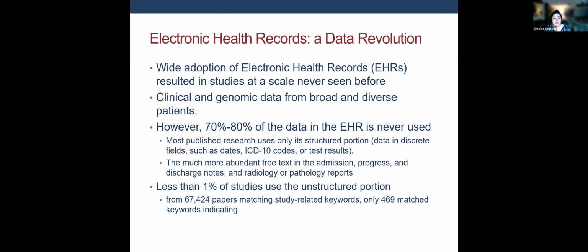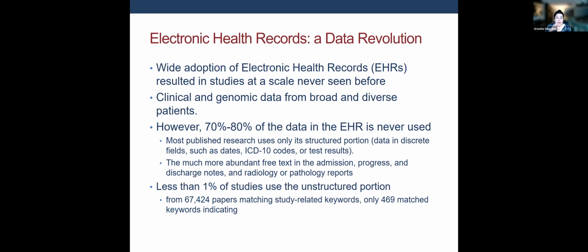It's a data revolution. There's a lot of data in electronic health records. Its wide adoption around the world has opened the door to studies at a scale that has never been seen before. There's clinical and genomic data from broad and diverse patients in many, many different hospitals. However, at the individual study level, 70 to 80% of the data they will have available is never used. This is because most published research uses only the structured portion of the record, so data in discrete fields.